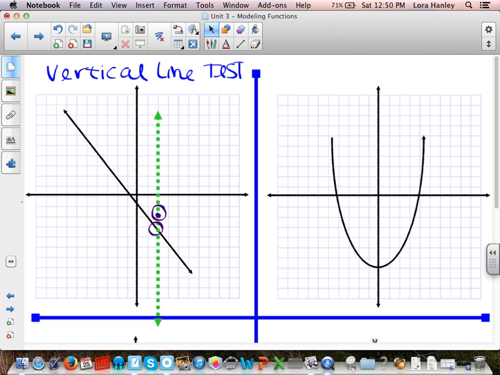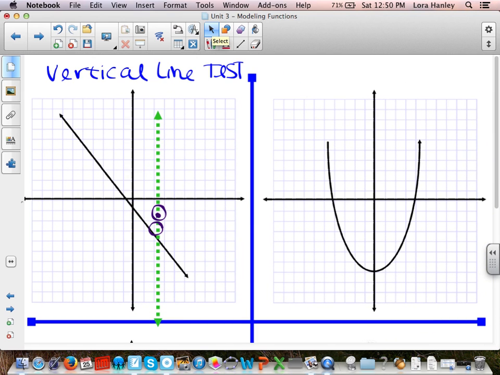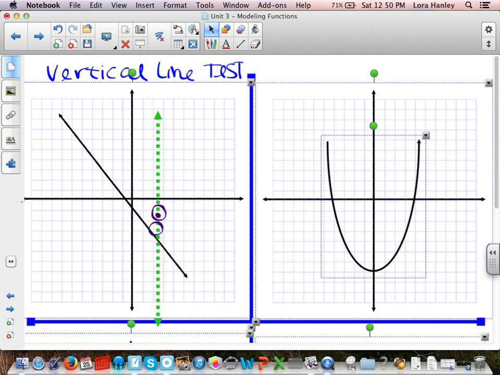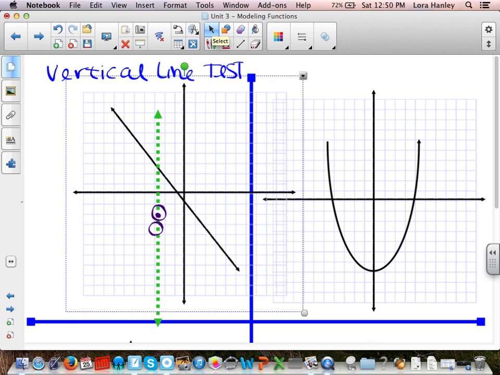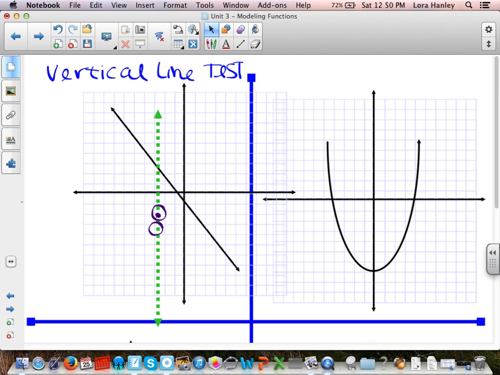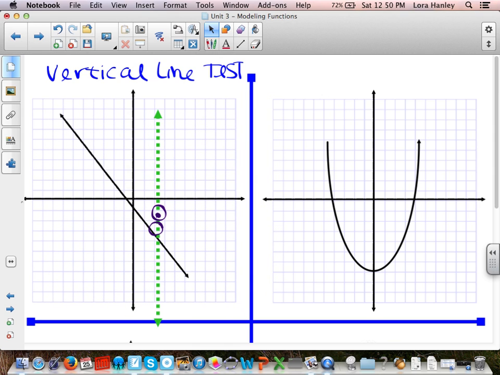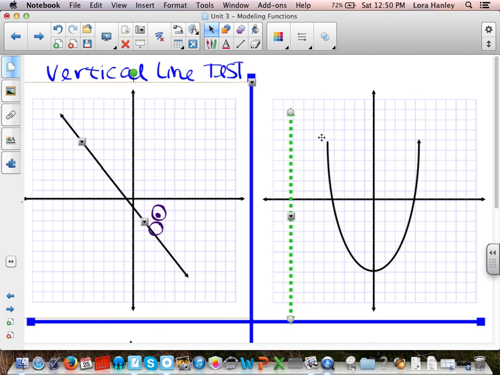Let's check out the second graph on the right. Here, if I grab this vertical line, if I pass this through this quadratic function, this parabola, it again only crosses through one point at a time, so that would be considered a function.